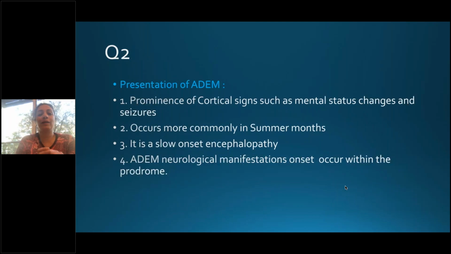Presentation of acute disseminated encephalomyelitis: there is prominence of cortical signs such as mental status changes and seizures; it occurs more commonly in summer months; it's a slow onset encephalopathy; the neurological manifestation onset occurs within the prodrome. Any answers before I tell you the answer?